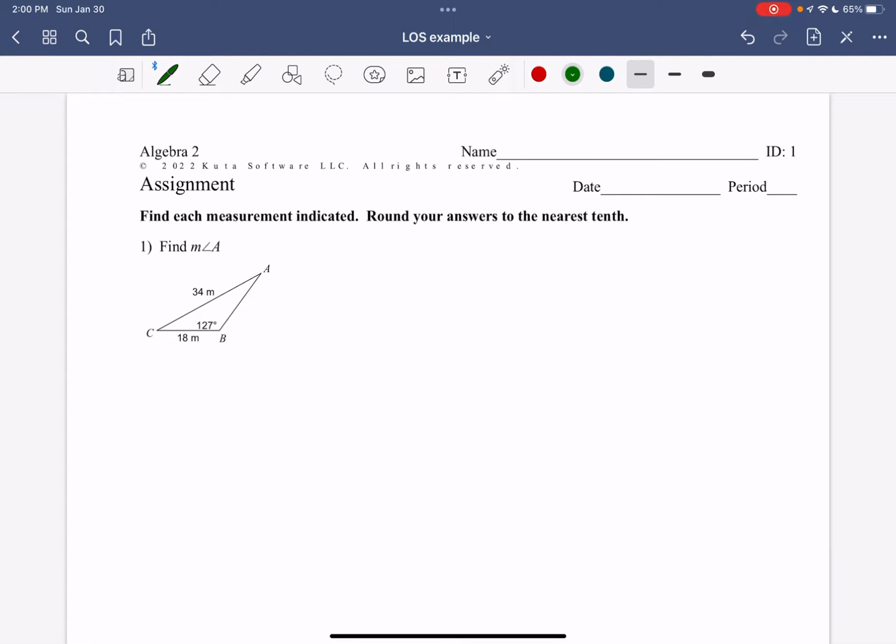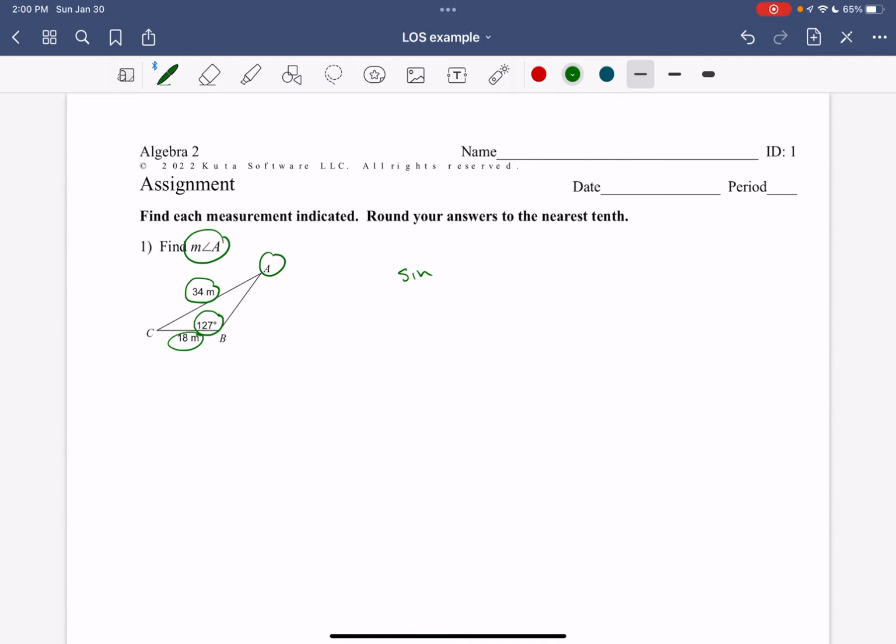So in this example, we'll look at finding the measure of an angle using the law of sines. It starts off just like finding a side, except we're looking for an angle. So we're looking for angle A, and I see that's opposite the side that's 18. And I also see that I know the measure of angle B and also the length of side B. So I'll use that as kind of my home ratio.